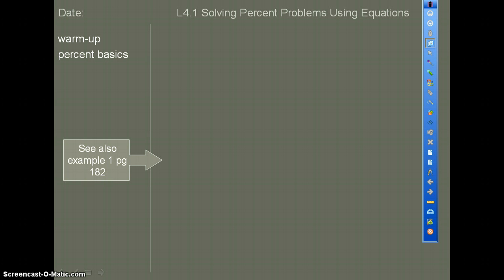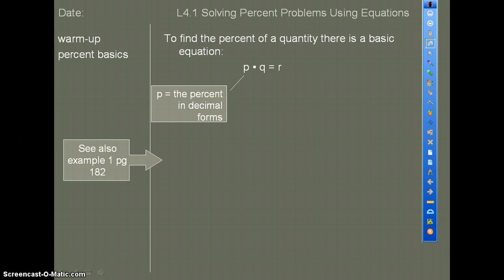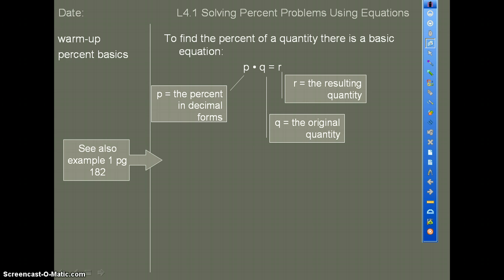Just taking a look here, we have some percent basics. To find the percent of a quantity, there's a basic equation or formula where we would multiply P times Q equaling R, where P is the percent in decimal form, Q is the original quantity, and R is the resulting quantity, that percent of the original quantity.